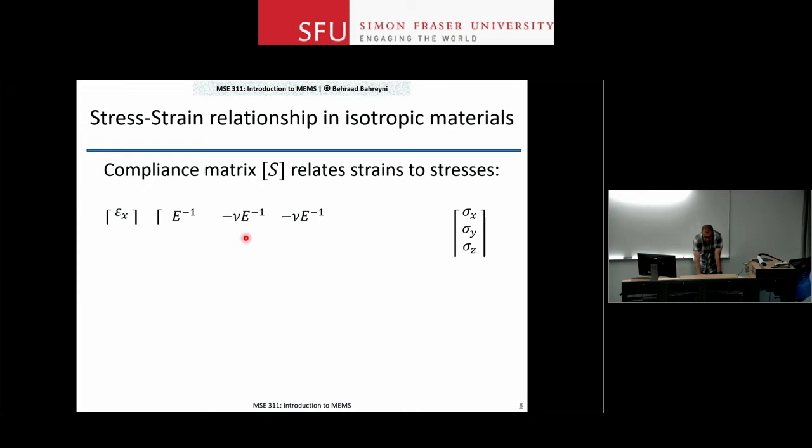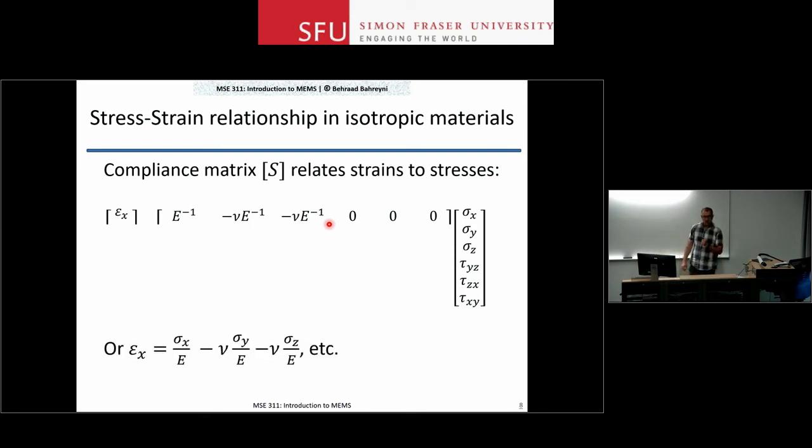So these two terms here: if I have a sigma y, it's going to affect my epsilon x through the Poisson's ratio for that direction. Same thing for sigma z. And if my material is isotropic and nothing else is happening, I do not expect to see a dependence on shear strains. So I expect all those shear stresses to not affect my normal strain. This is the relationship that you can write like that at the end of the story.